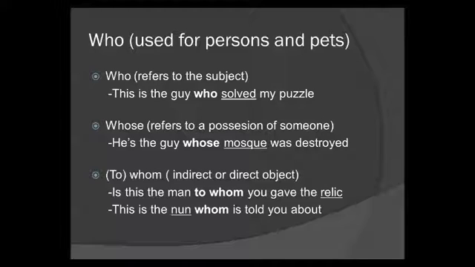Last is the form to whom. You use to whom when you are giving something or something is meant for someone. The indirect object form is easier and it's just whom without to. Whom is a very formal form of who, and that's why you probably won't see it in normal texts.